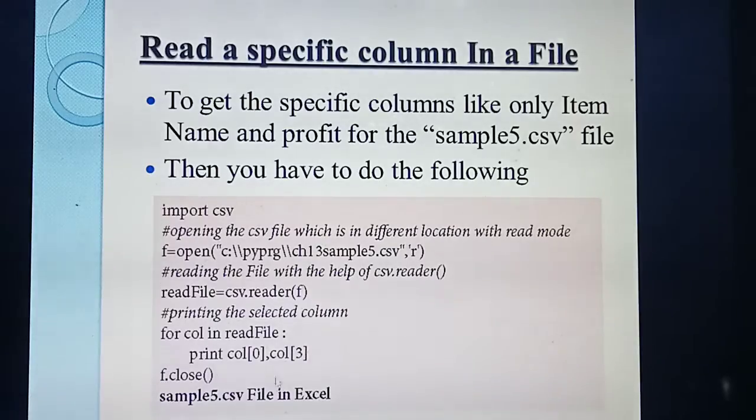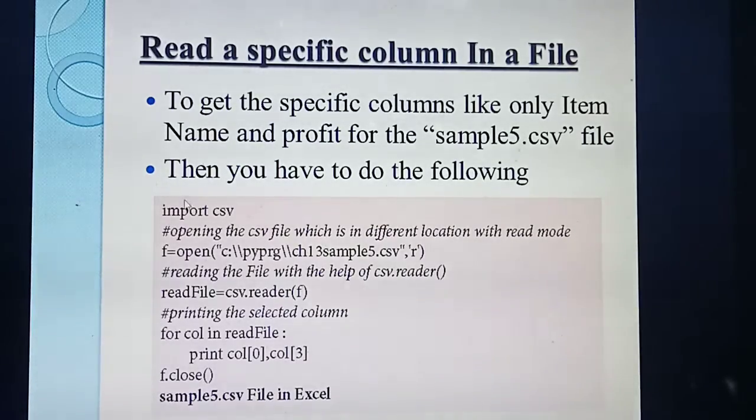Next, here only some difference. You are going to print only a selected column, some specific column. For that, listen: for column in read file. From the file you have read, that read file, the particular column. So which column do you need to print? Print of column 0, column 3. That's in a matrix form, 0, 3. Then f.close.